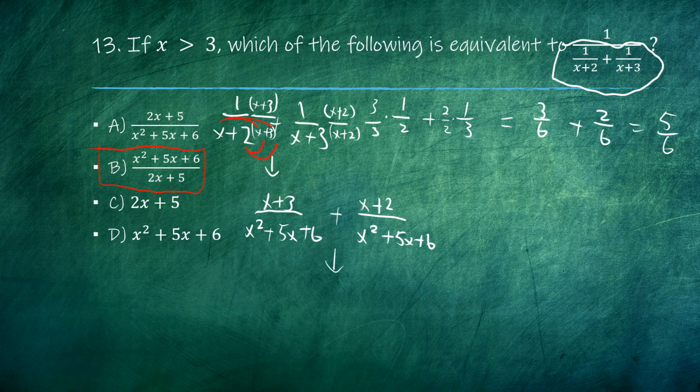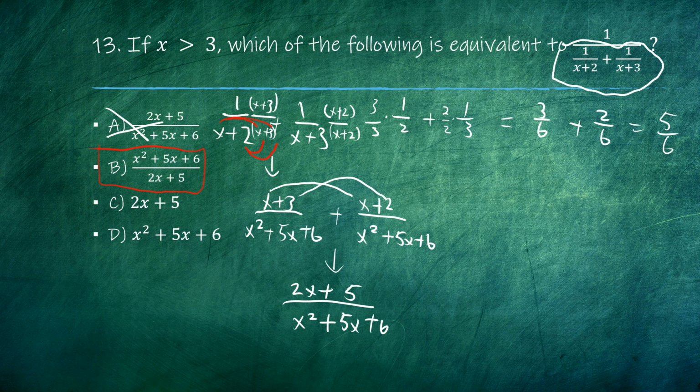Remember, when we are combining algebraic expressions, we can only combine when the variable and exponent are the same. So x plus 3 plus x plus 2, we have 2x and 5. So 2x plus 5 over x squared plus 5x plus 6. And remember, that is not the answer, so don't choose A. That's completely wrong. That's a trick answer.